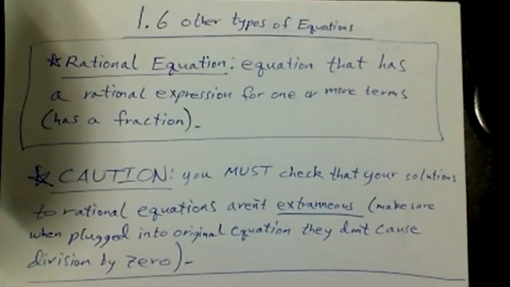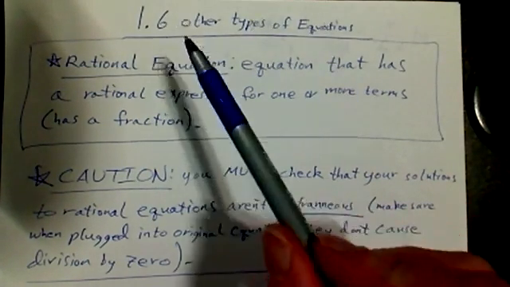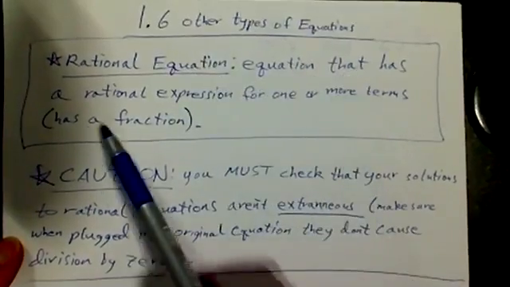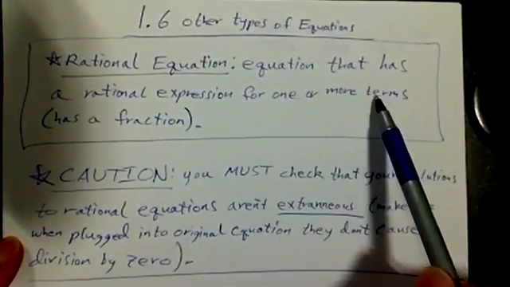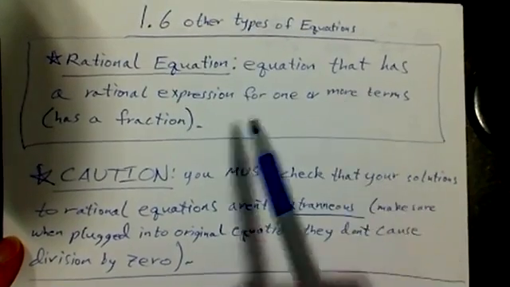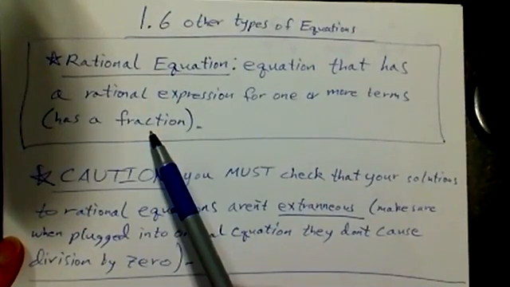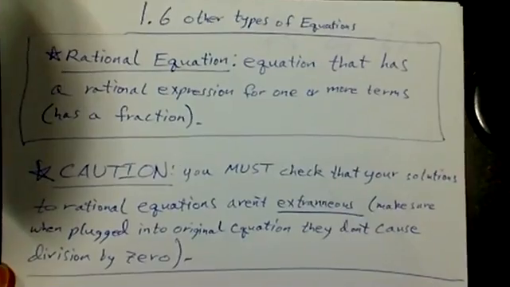Hey guys, all right, so this is section 1.6, and we want to look at other types of equations, kind of a review of the other ones we've covered in our intermediate algebra. So, the first equation I want to talk about is a rational equation. And this is an equation that has a rational expression for one or more terms. Basically, it's an equation that has a fraction or multiple fractions, is what you need to know.